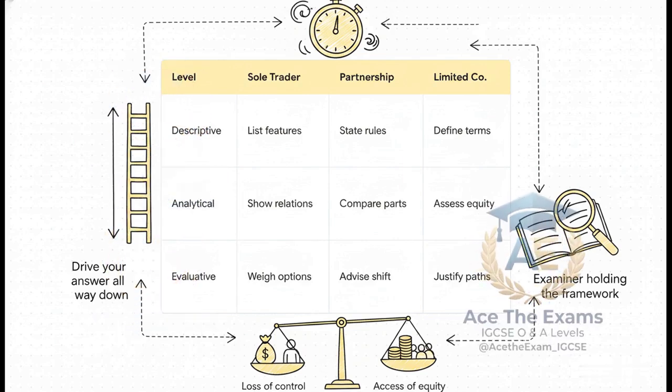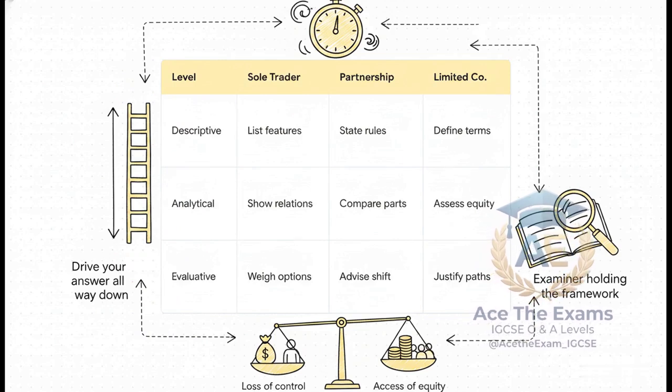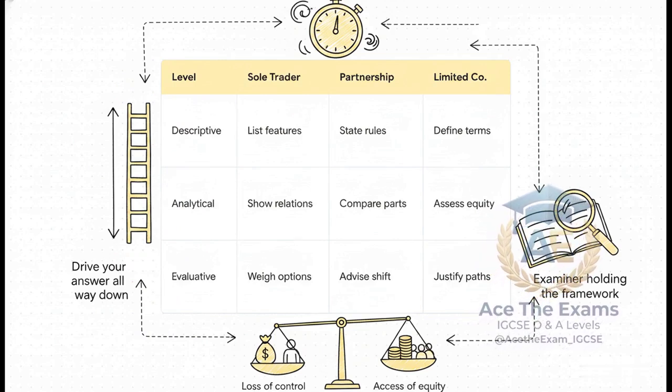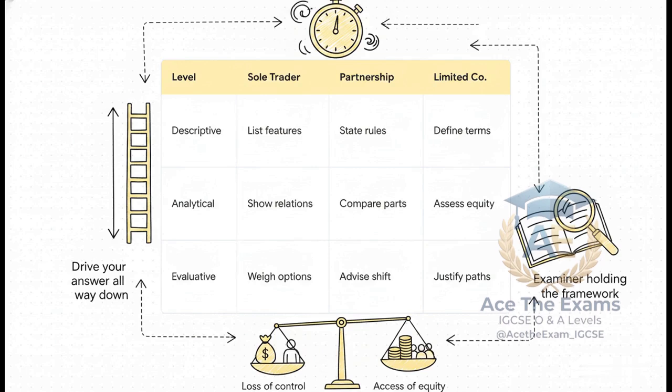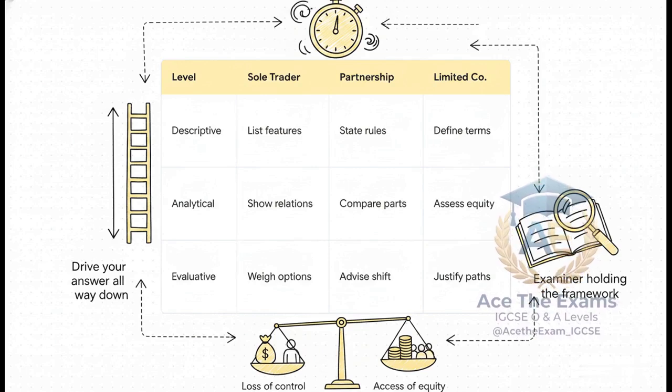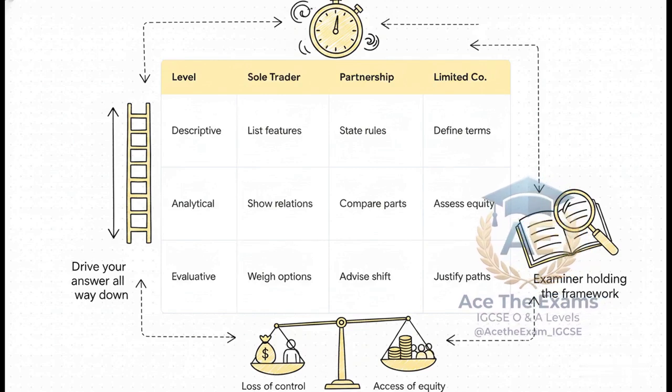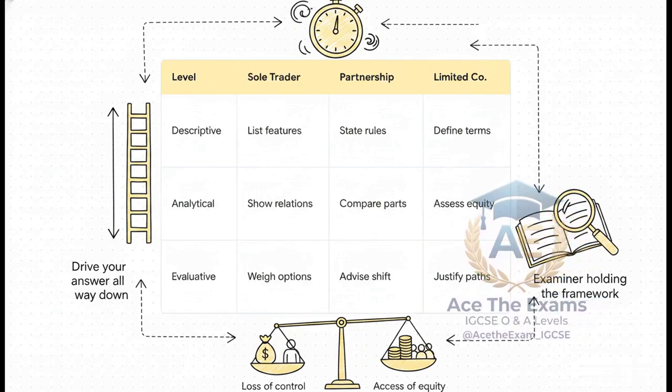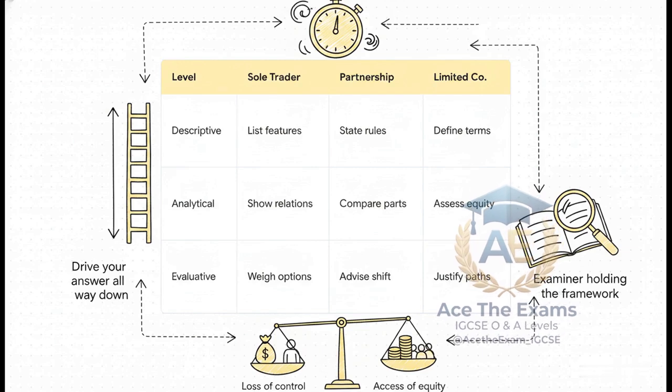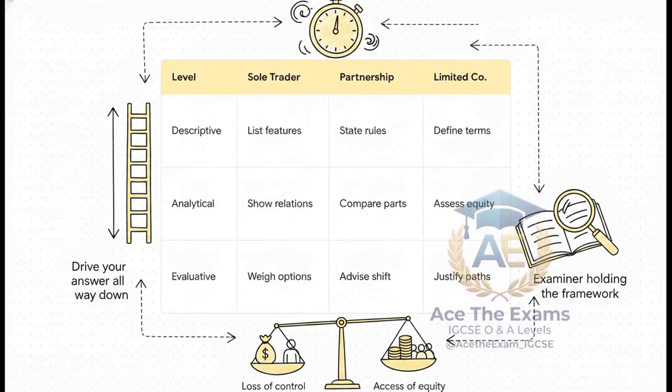But if it says, advise the sole trader whether they should invite a partner or form a limited company to raise capital, boom, you must drive your answer all the way down to the evaluative row. You have to systematically dissect the correct paths, evaluate the alternatives, like weighing the loss of control against the access to equity, and make heavily justified recommendations based entirely on the financial data provided. This matrix is the exact mental framework the examiner holds in their hand when they are reading your paper.